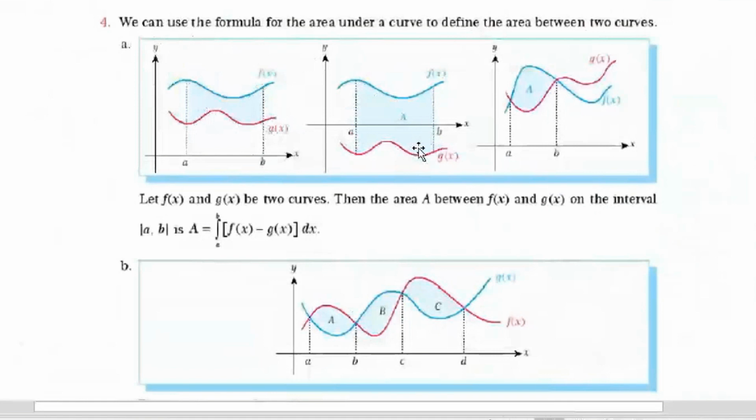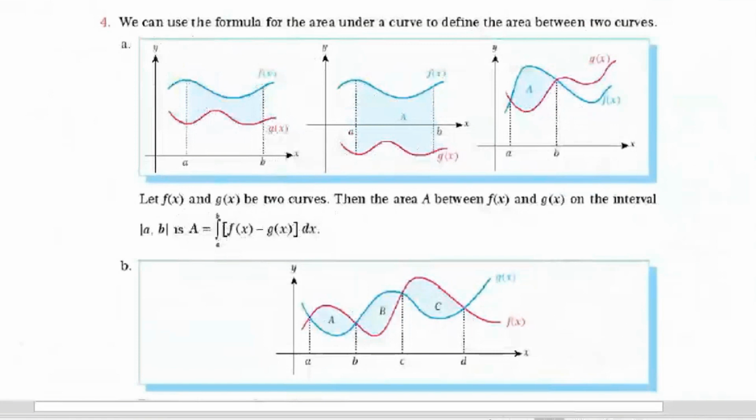And this includes also the second figure as well as the third figure. So we let f of x and g of x be the two curves. Then the area A between f of x and g of x on the interval [a, b]. So the formula now here, we let A is the area, is equal to the integral of f of x minus g of x, so the difference of the two functions, dx evaluated from a to b. So the interval there is small letter a and small letter b. Okay?